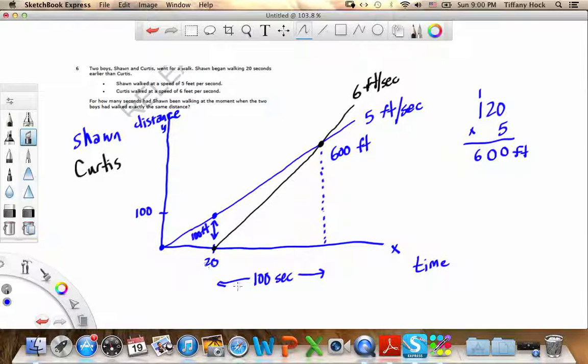Sean just walked 20 seconds longer. If you look at the question, how many seconds had Sean been walking? It's not asking about Curtis, just Sean. Sean was walking 120 seconds by the time Curtis caught up, and they had walked the same distance. Okay, so our answer is 120.